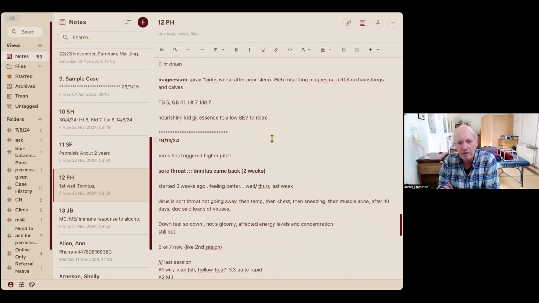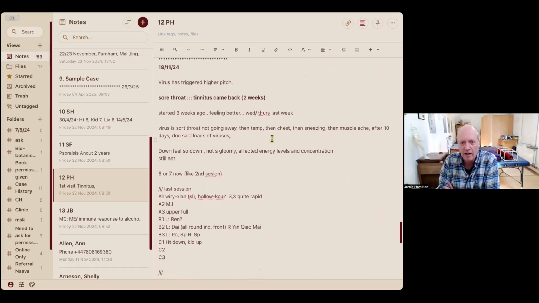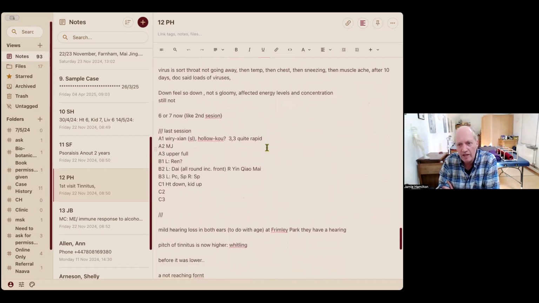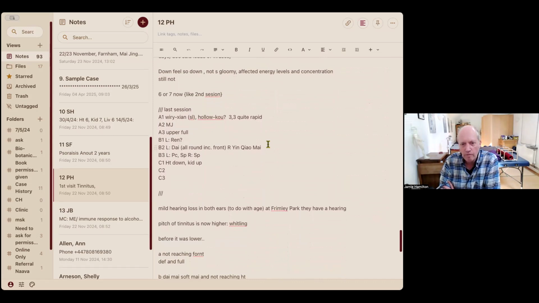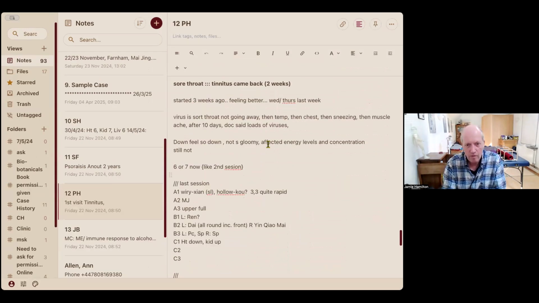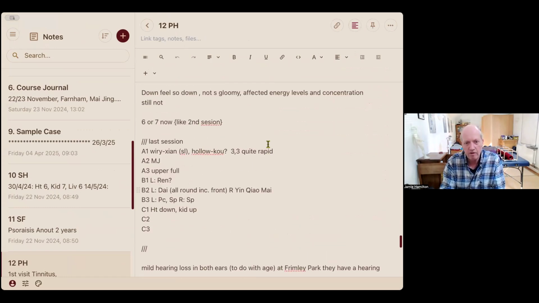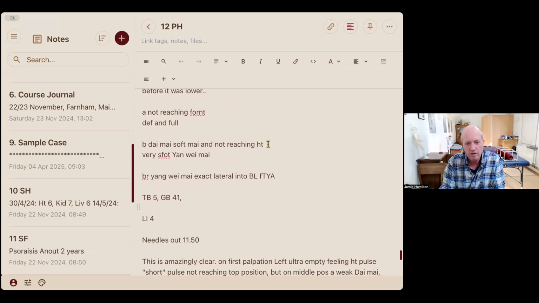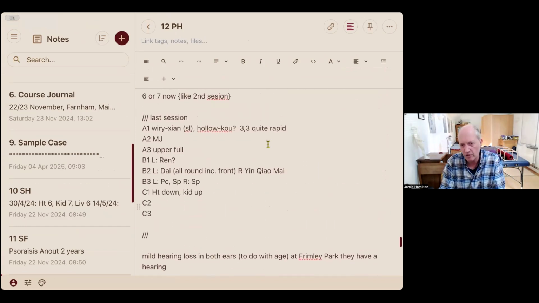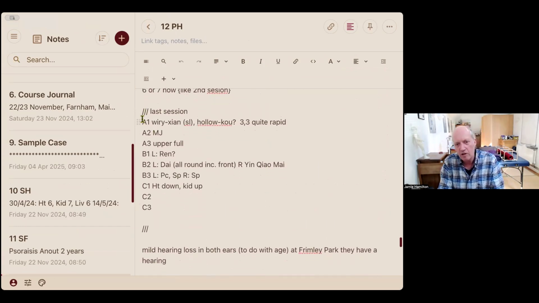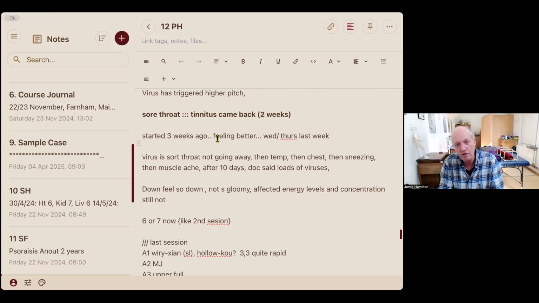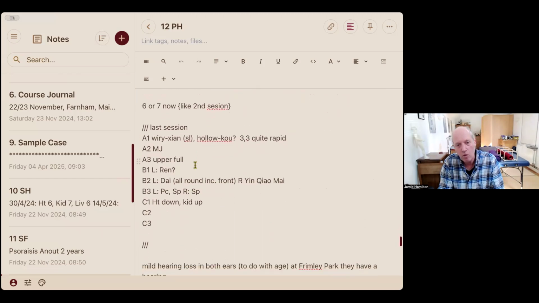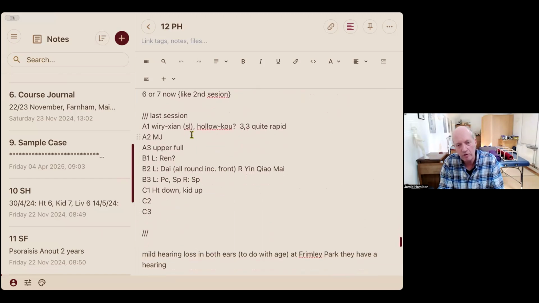She thought she was done anyway. Then she came back later, had a virus, and it triggered a high pitch. Let's have a look at what the last session looked like. It just shows you the notation. The last session, which had those points that I used, was like this. This actually shows you my whole system.